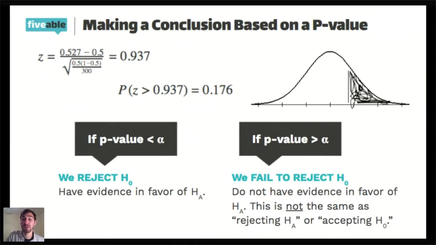But they try to trick us. Be careful. Not rejecting the null hypothesis is not the same as accepting the null or rejecting the alternative. So you'll never reject an alternative. You'll never accept a null. You'll never accept an alternative. You either do or do not reject the null, and either do or don't have evidence for the alternative.